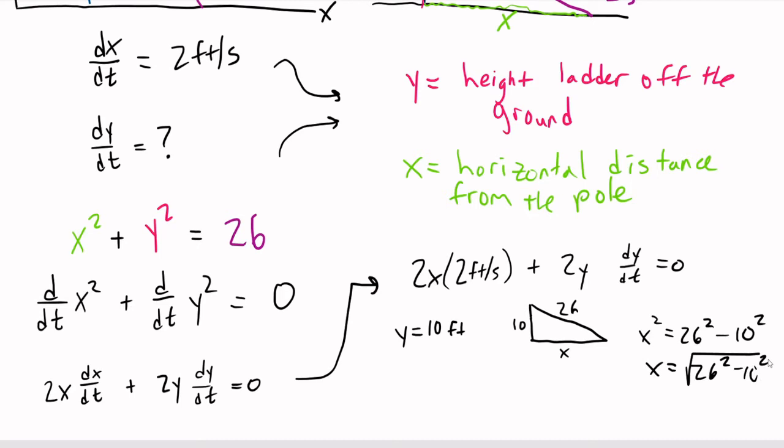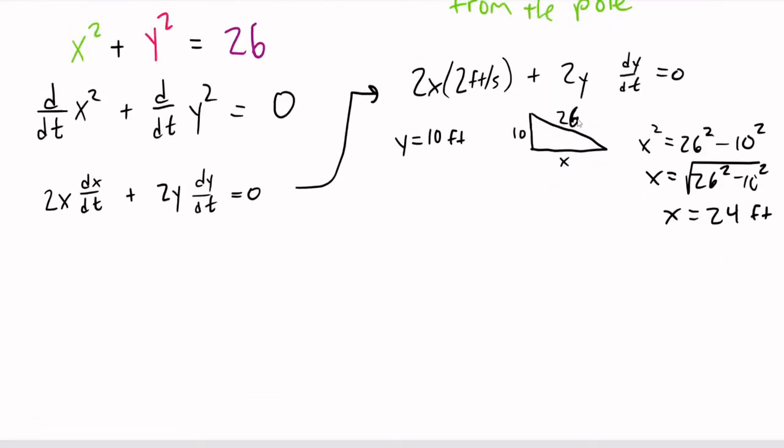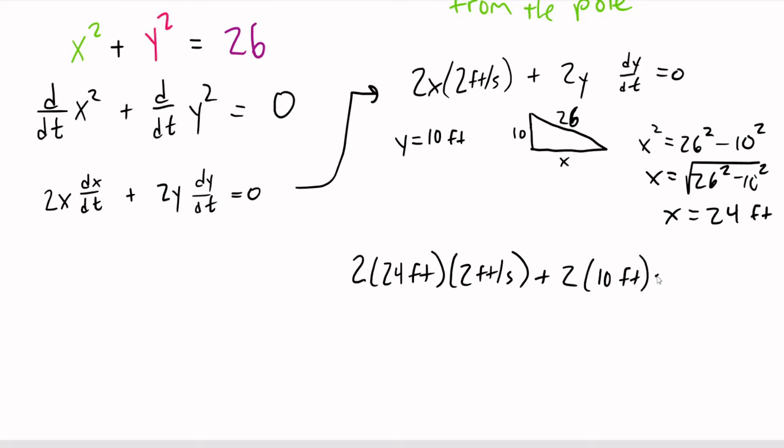Okay, so we can plug that into our calculator. 26 squared minus 10 squared. That's going to be 24 feet. Okay, so then give ourselves some more space. So then when I plug this in, I have 2 times 24 feet times 2 feet per second plus 2 times 10 feet times dy/dt feet per second equals 0.